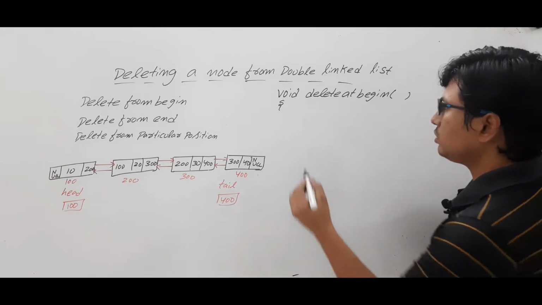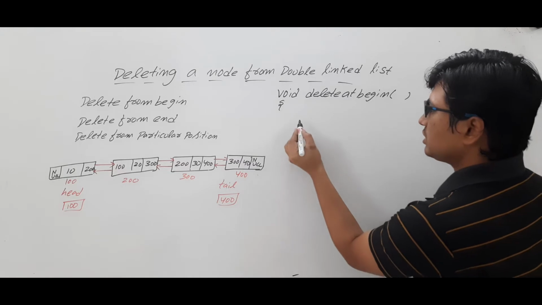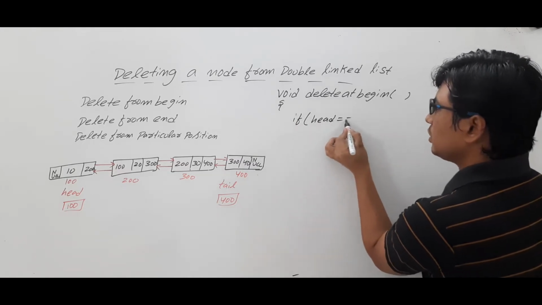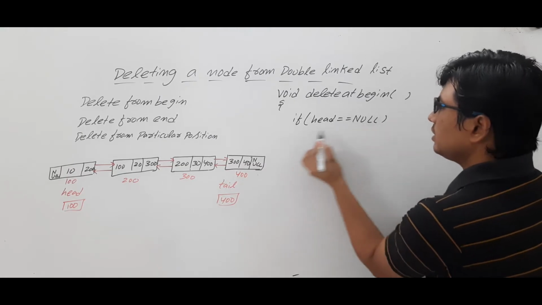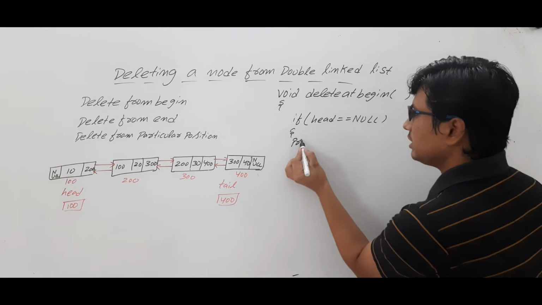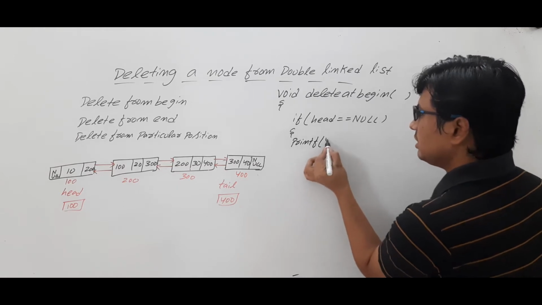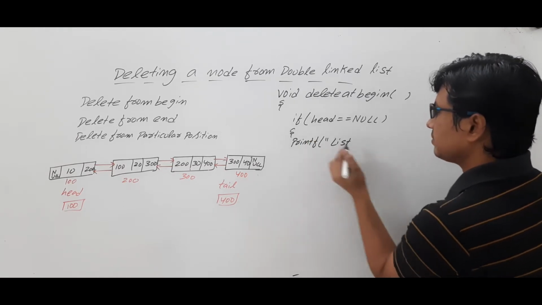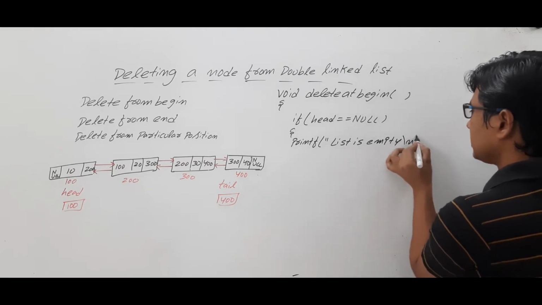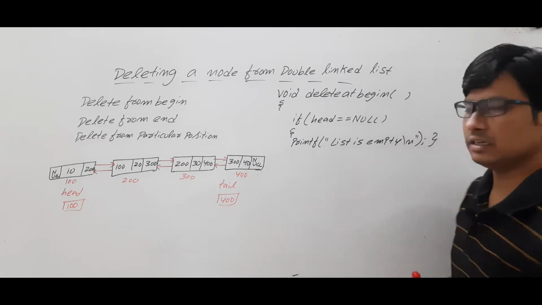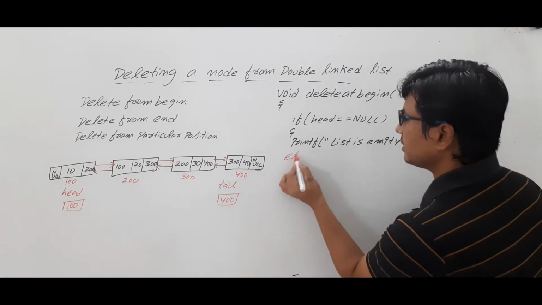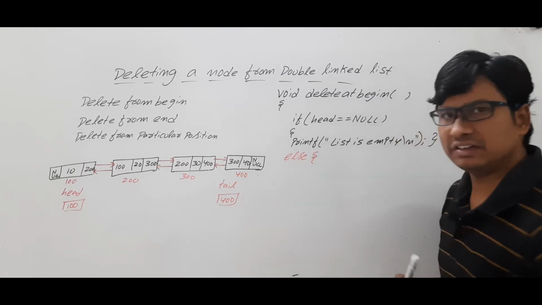So what you will do is first check if head is equal to null, then what can you say? The double linked list is empty. So you can write printf list is empty, with \n, and you can close the curly braces. Else, if the list is not empty, then what do we have to do? I will discuss it for you.